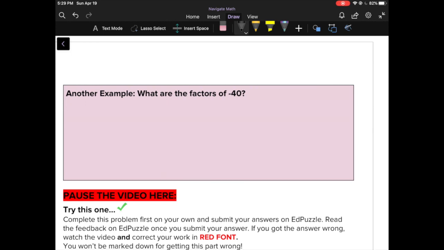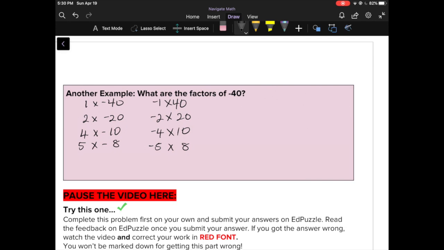Moving on. Let's try another example. What are the factors of -40? So remember, we want a factor to be -40. That means that one of them is going to be positive, one of them is going to be negative. So let's start. We have 1 times -40. We have 2 times -20. We have 4 times -10. And we have 5 times -8. Now remember, we have to do the other ones too. So that means -1 times 40, -2 times 20, -4 times 10, and -5 times 8.